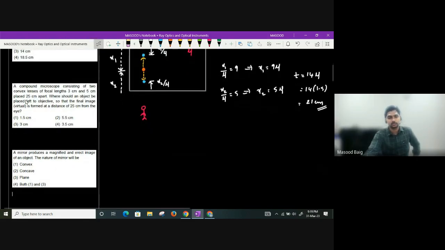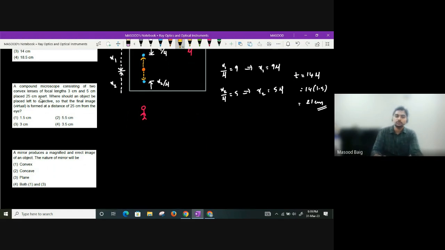Microscope they have asked now. A compound microscope consists of two convex lenses. Which lens should be larger? Again, a microscope will use two lenses: one will be the objective lens, the other will be the eyepiece lens. Which lens will be larger? The eyepiece will be larger. What is the focal length of the objective here? 3 centimeters. And the focal length of the eyepiece? 5 centimeters. What is the separation between them given? The separation between the lenses is nothing but the length of the tube.